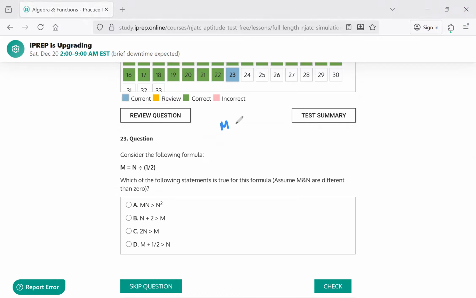So we have m equals n divided by 1 half. So what is n divided by 1/2? I would cross multiply, so that would be 2n over 1, which is 2n. So when you simplify this, m equals 2n. Okay, so we'll just have to test each one.